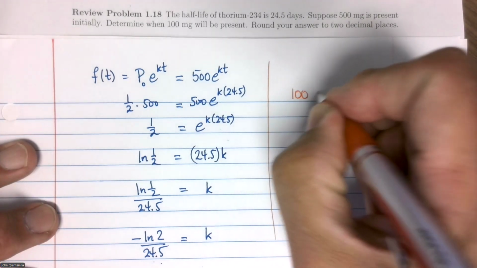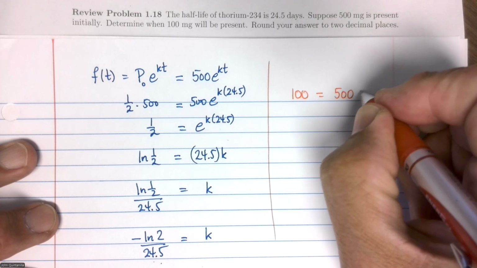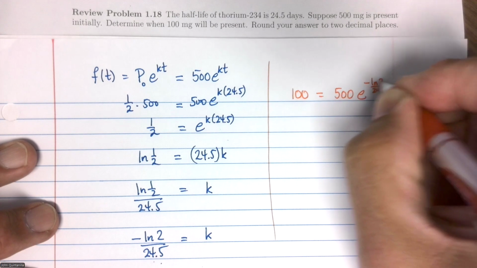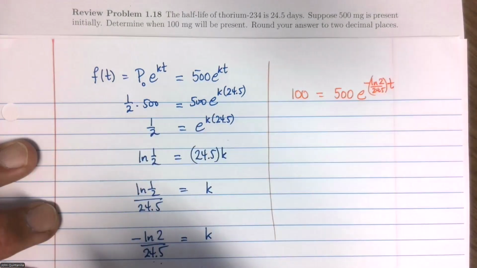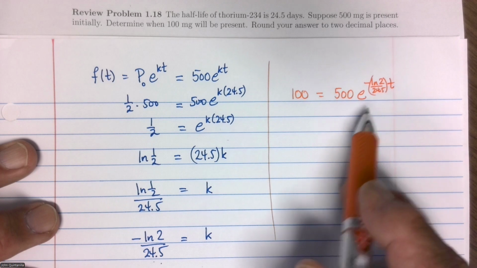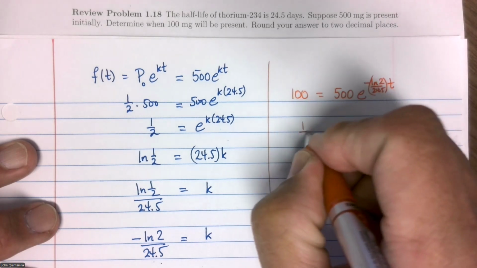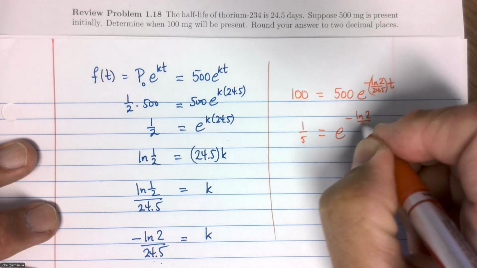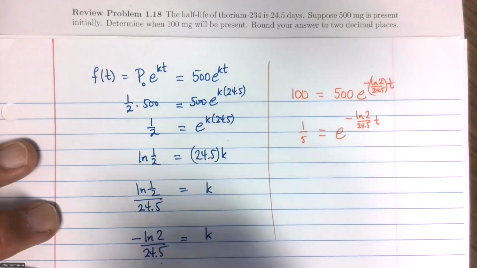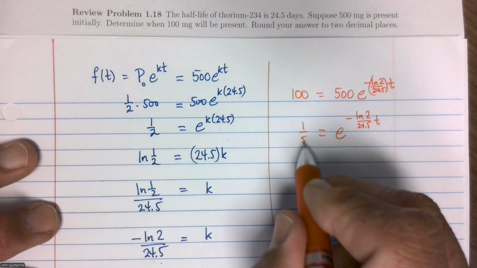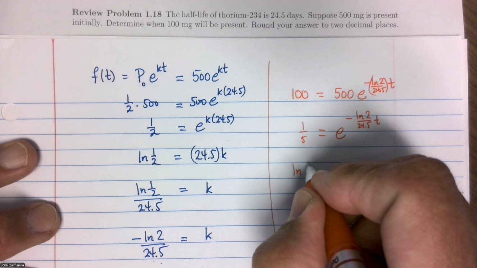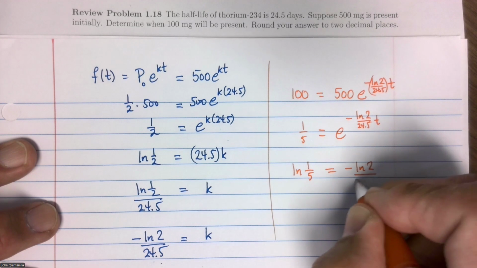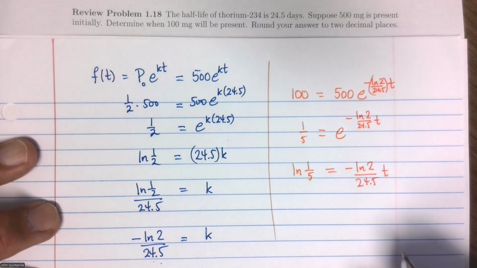Okay, so with that information in mind, determine when 100 milligrams will be present. So we want 100 to be equal to 500 times e to the negative natural log 2 over 24.5 times t. And the problem is to solve for t. Dividing by 500, 1/5 is equal to e to the negative natural log 2 over 24.5 times t. And so take the natural log of both sides. Natural log of 1/5 is equal to negative natural log 2 over 24.5 times t.